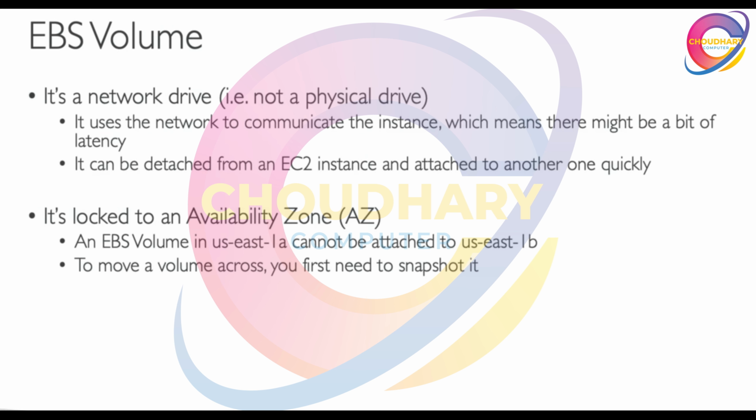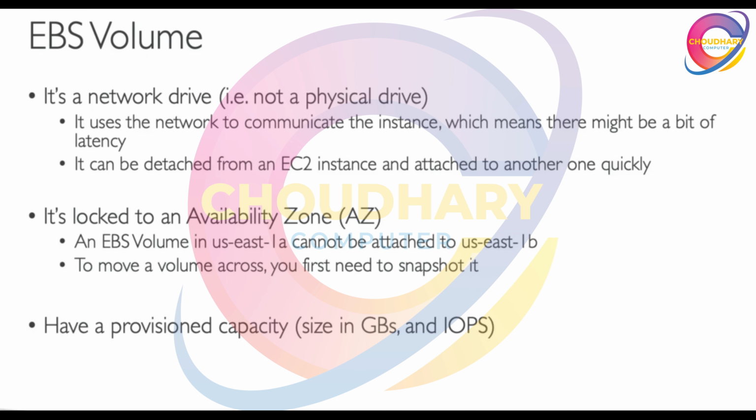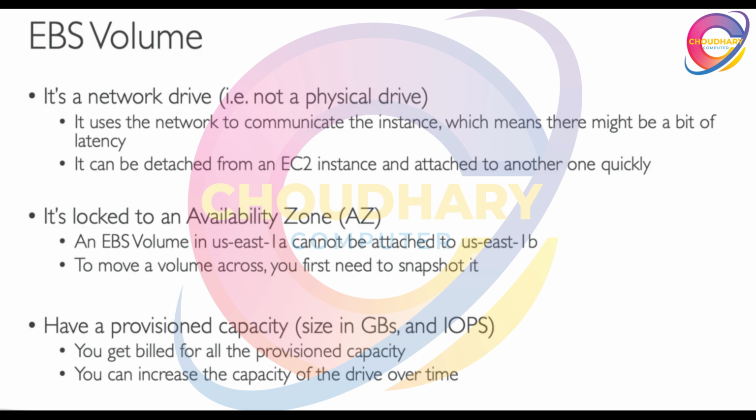And finally, it's a volume, so you have to provision capacity in advance. So you need to say how many gigabytes you want in advance, and the IOPS, which is I/O operations per second, and you're basically defining how you want your EBS volume to perform. You're going to get billed for that provisioned capacity, and you can increase the capacity over time if you want to have better performance or more size.